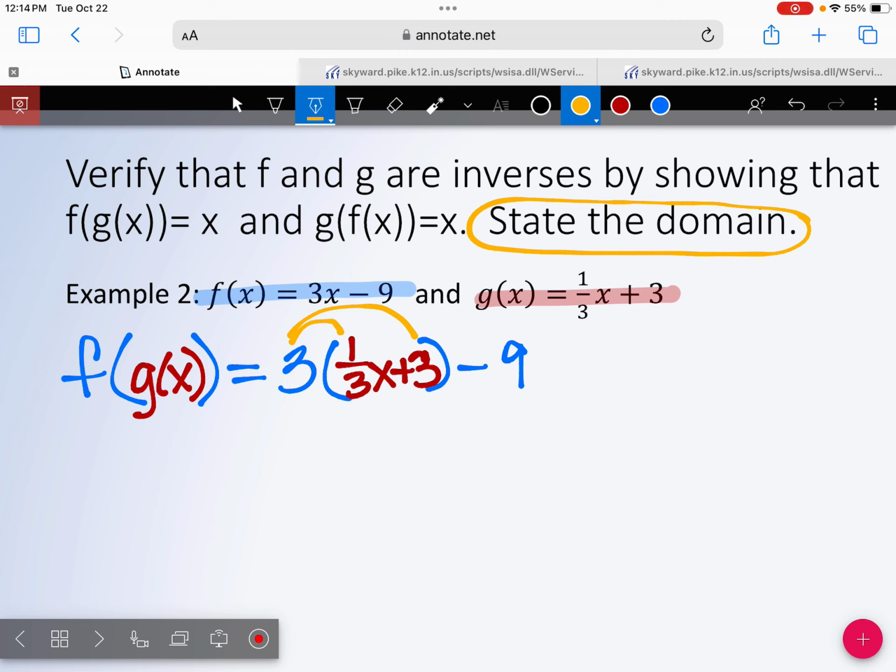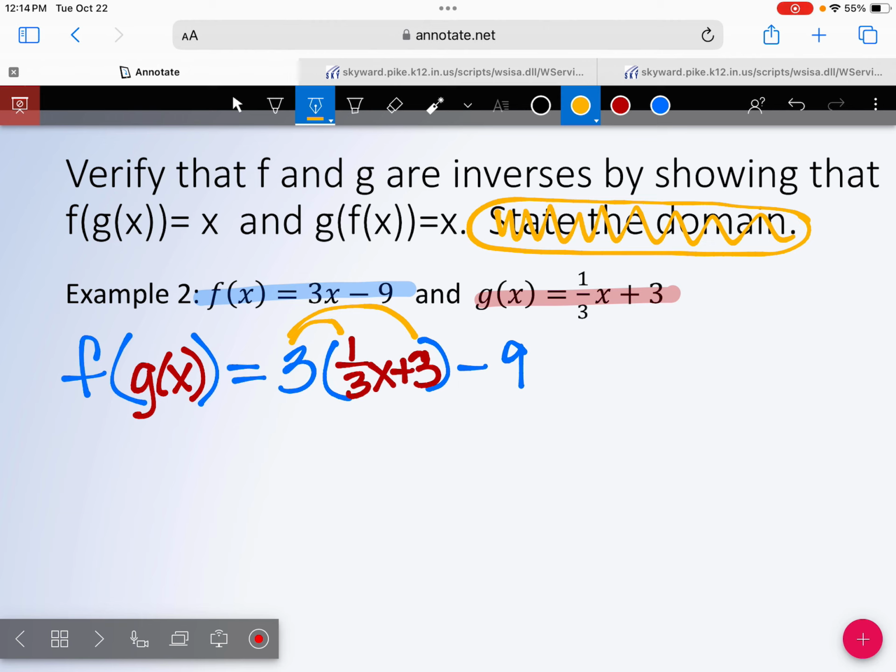We actually don't have to state the domain for these two. I'm going to take that off. That doesn't come until tomorrow. So we can take that off. All right, so let's go ahead and verify.